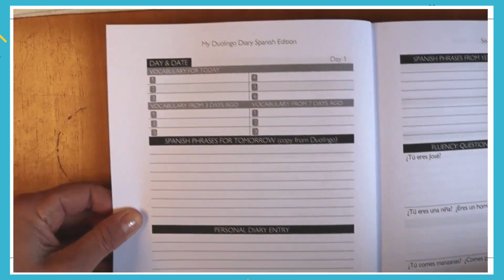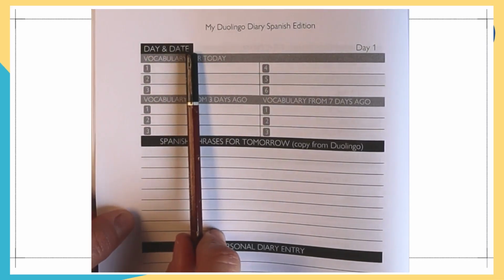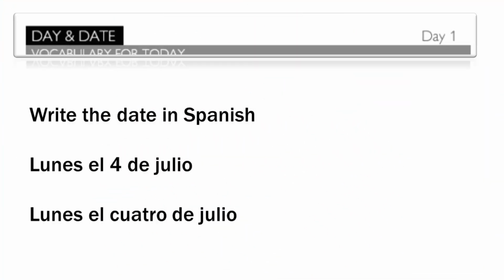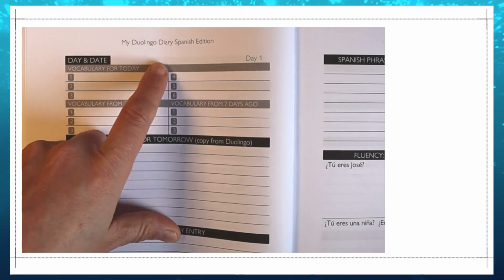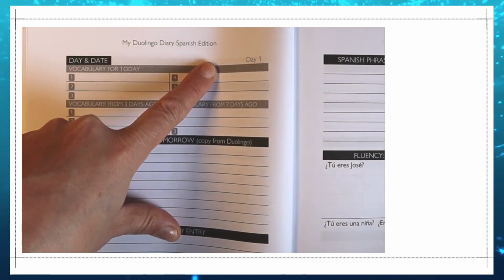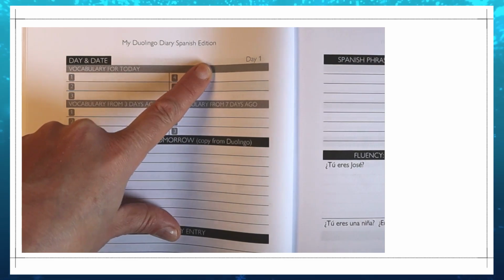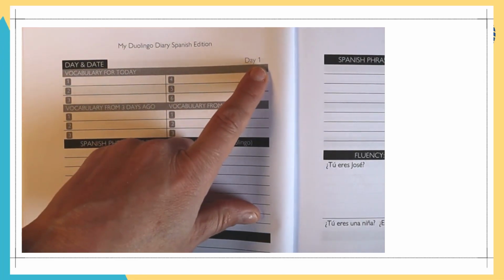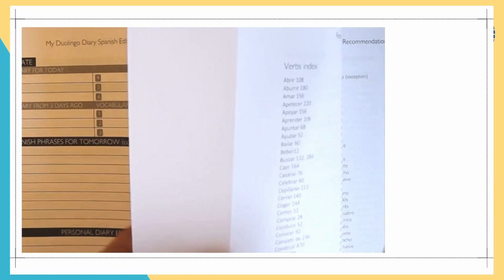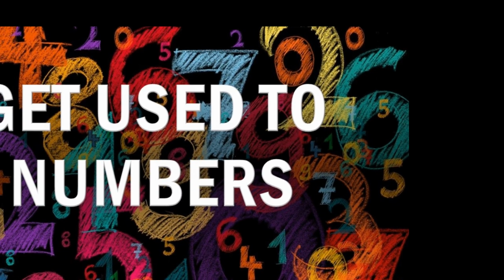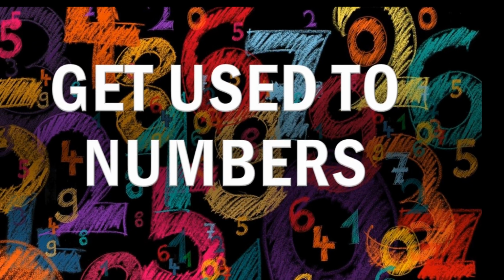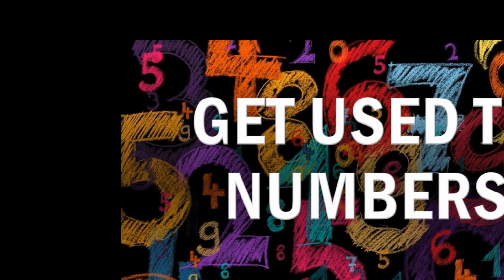Okay, how do you use the book? First, we've got day and date. I recommend that you put this in Spanish. At the back of the book, there is how to write dates in Spanish. So you can put lunes el 4 de julio. Okay, you could use Google Translate just as easily. Day 1, you can put día 1. I've got a list of numbers at the back as well. And the pages, you can put 6. I think it's a great idea to include numbers and dates in your regular routine of learning Spanish.